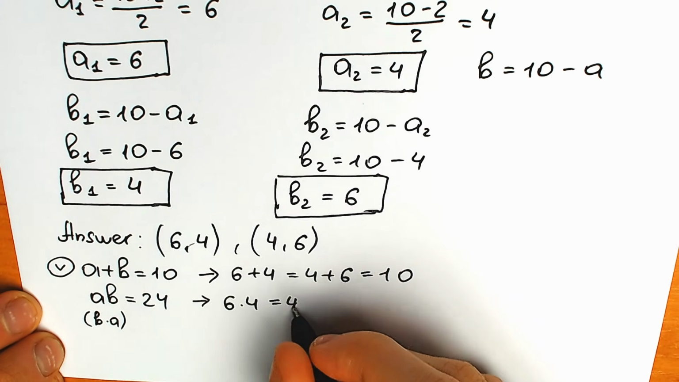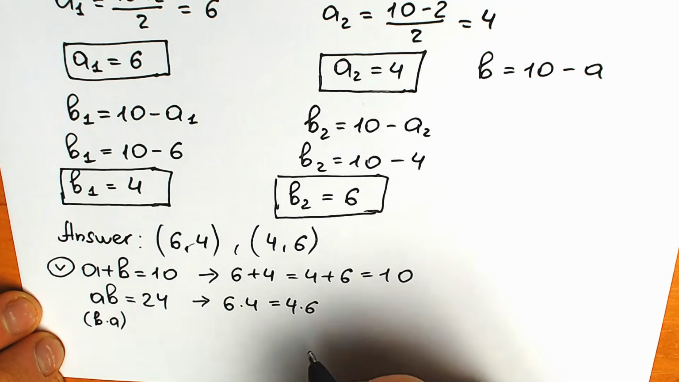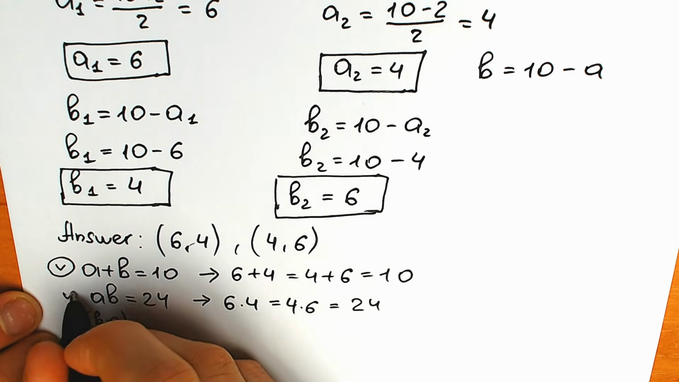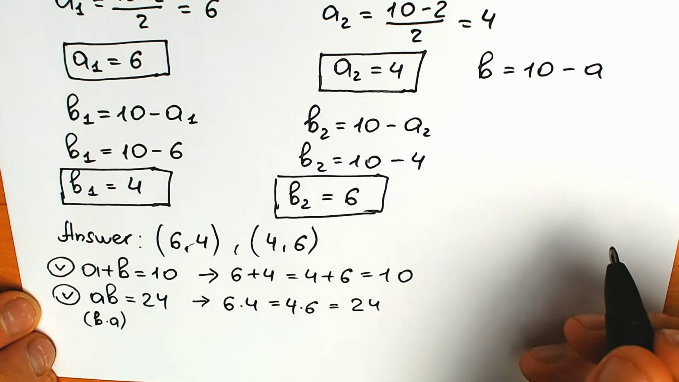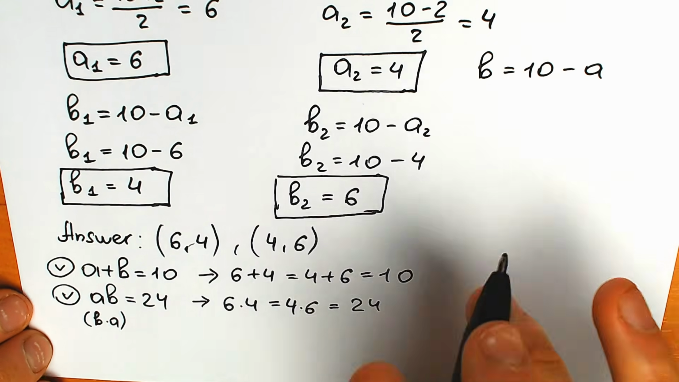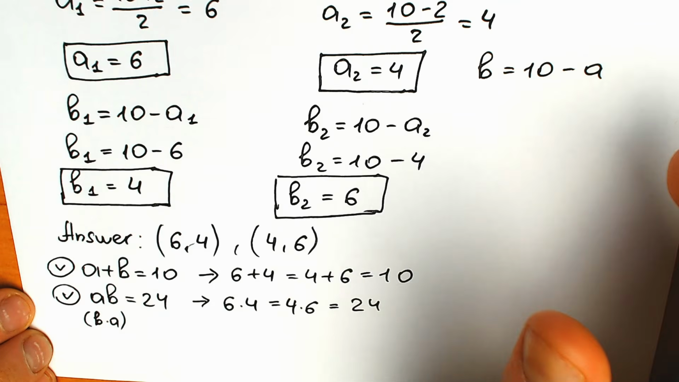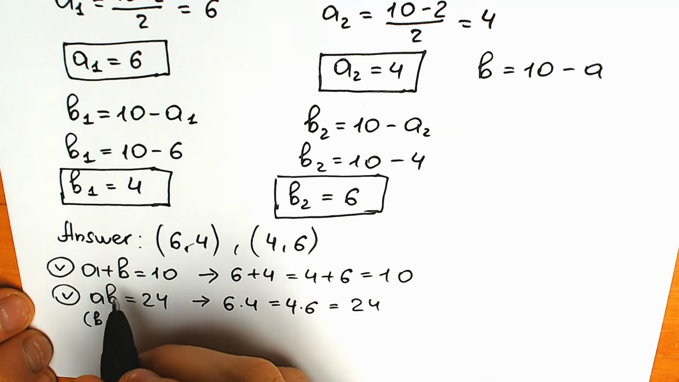Moreover, we can write 4 times 6. This is not a mistake, but we don't need to do this because this is the same 24. So our roots are absolutely correct.